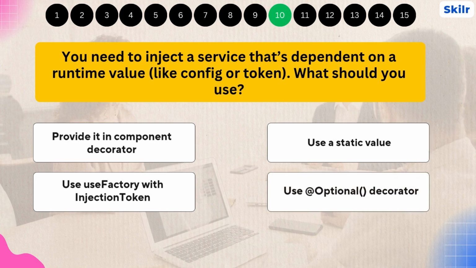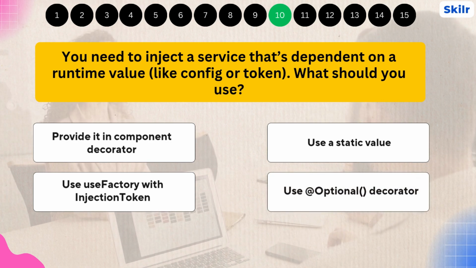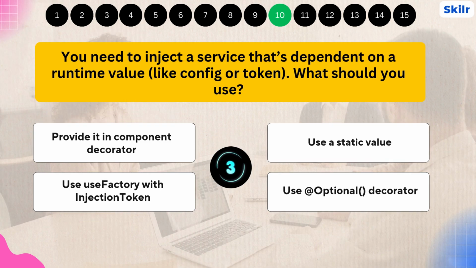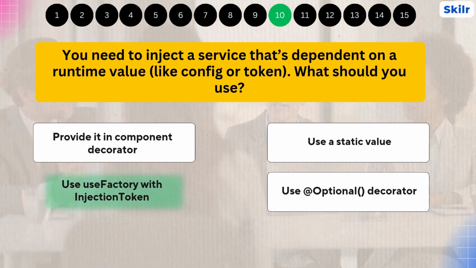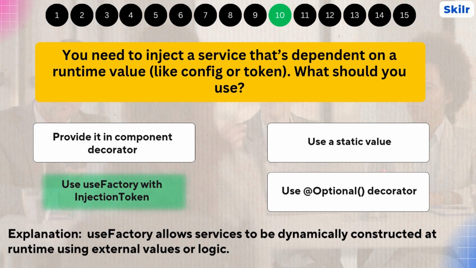Question 10. You need to inject a service that's dependent on a runtime value, like config or token. What should you use? The correct answer is use useFactory with injection token. As useFactory allows services to be dynamically constructed at runtime using external values or logic.